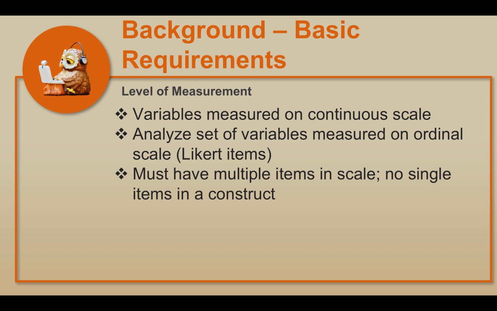So you need to remember that you have to have multiple items in your scale. You can never have just one item in a construct. You need at least 2, and usually you might see a weakness with only 2 items in it because it's not very many to measure that factor, but you'll usually see anywhere from 2 to 7 or 8 items in one factor.